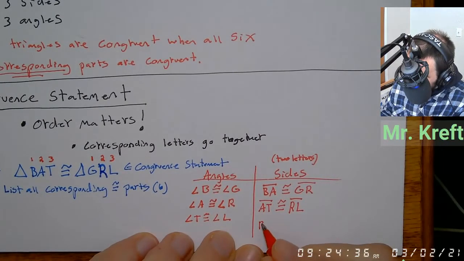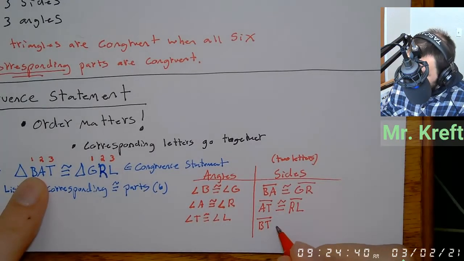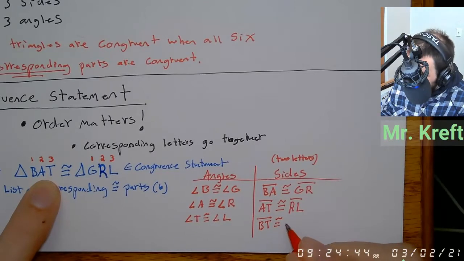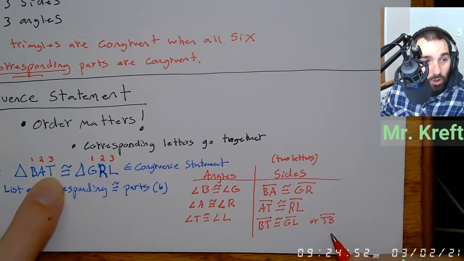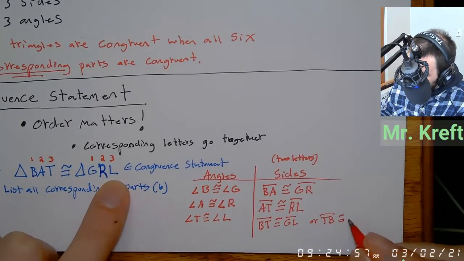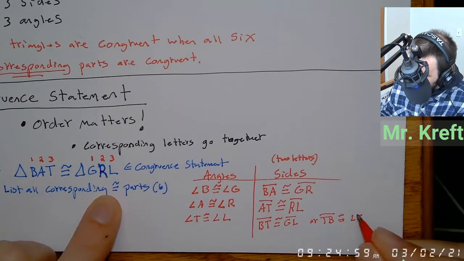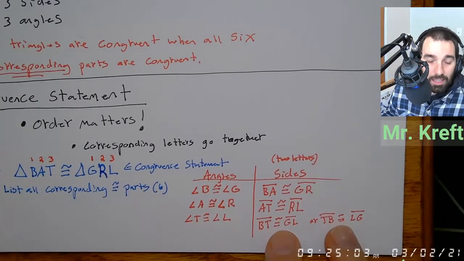So if I write BT like this, BT would be 1 and 3. So I would write G and L. But if you wrote TB, well, TB is 3 and 1. So then I would have to say 3 and 1, right? These 2 are the same thing.